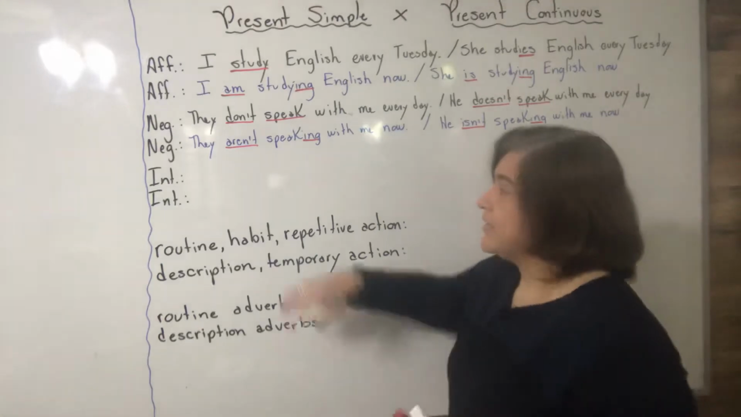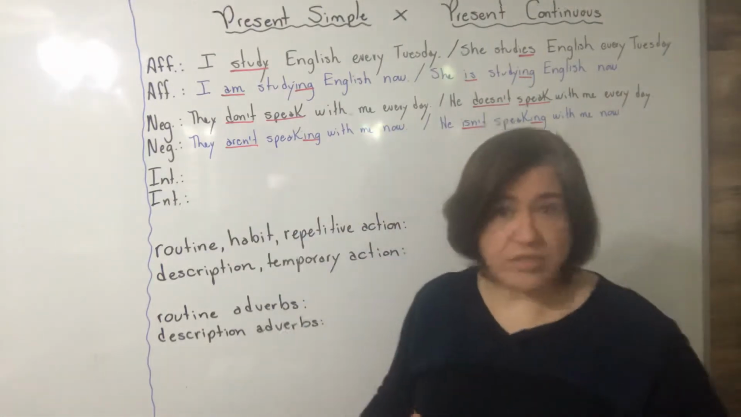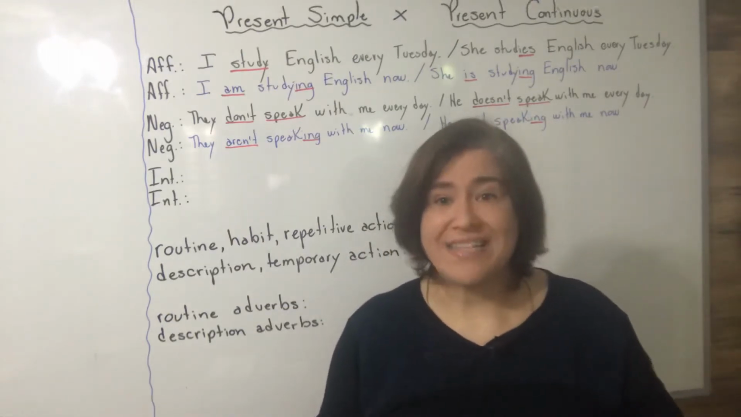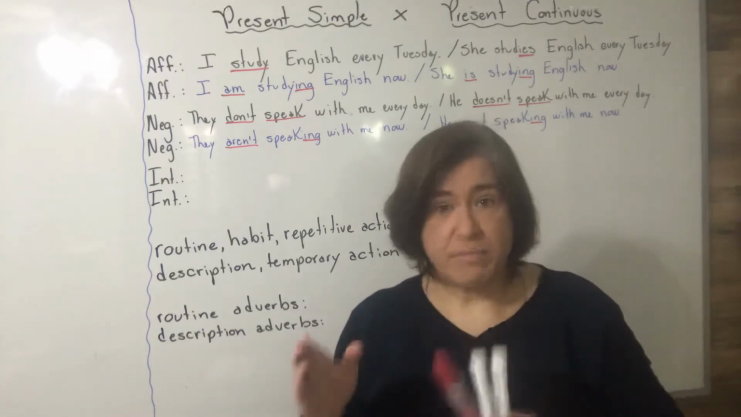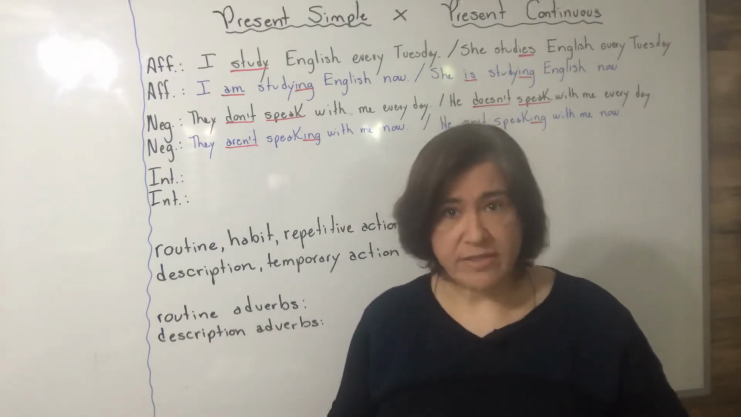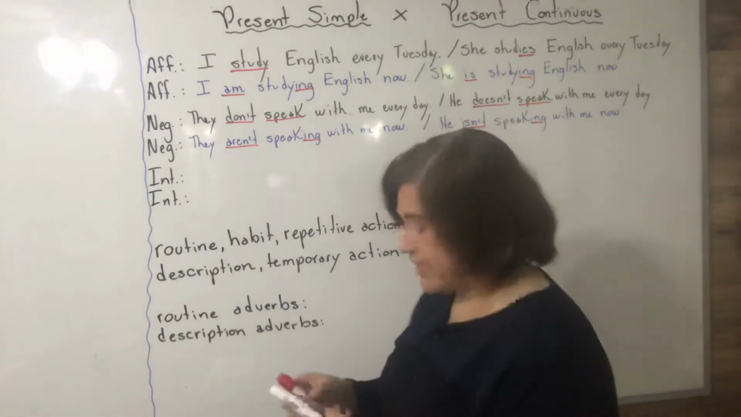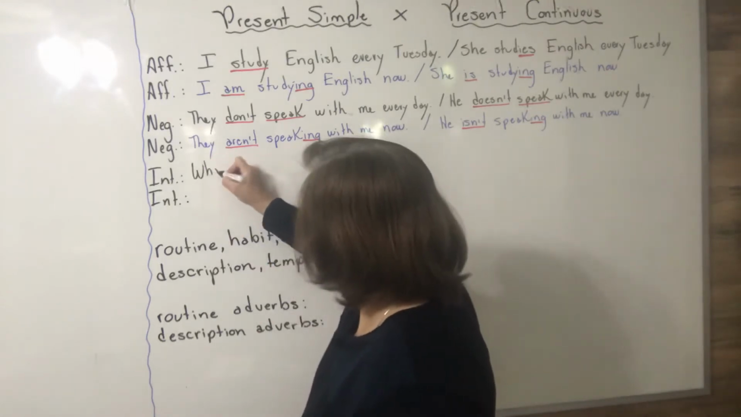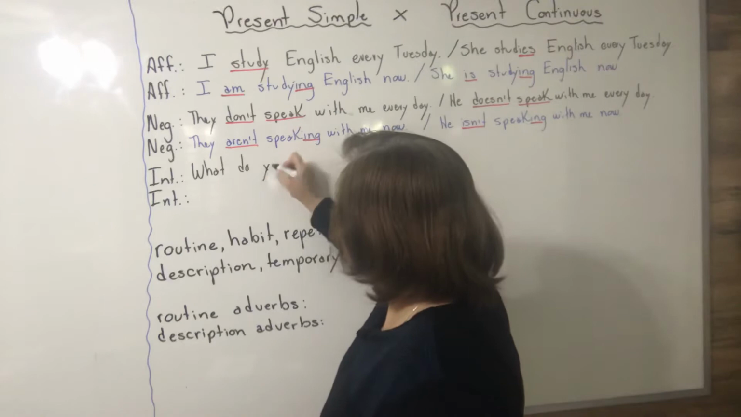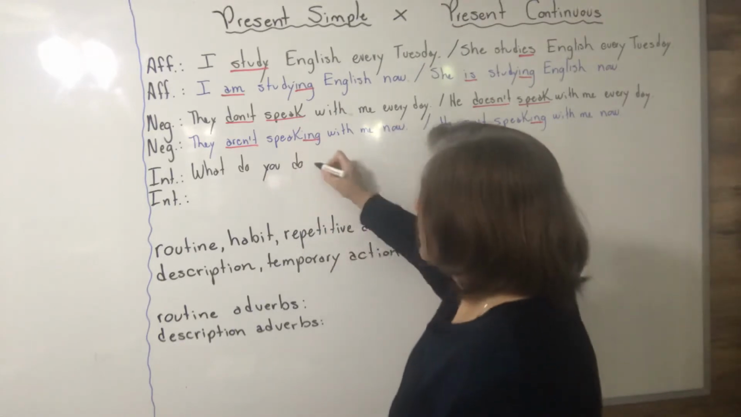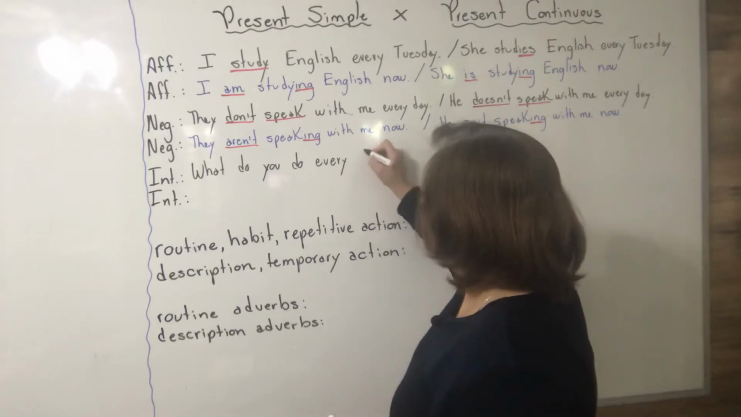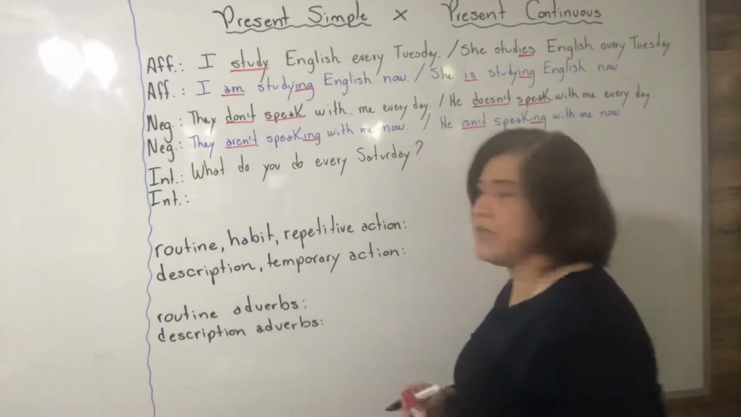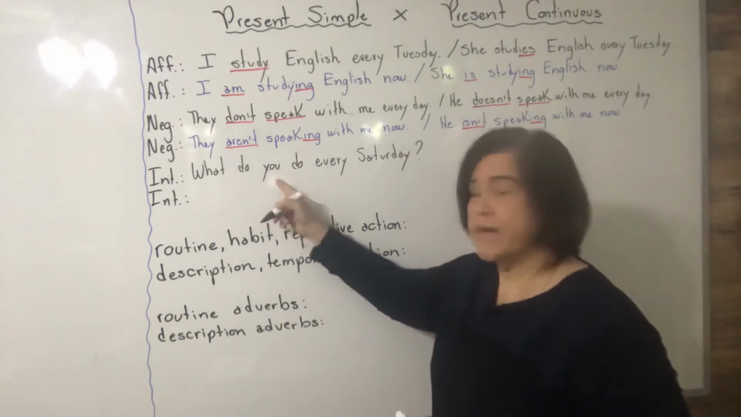Okay, now interrogative, questions in present simple. Questions, remember class, need auxiliary plus person plus verb plus complement. Okay, so my question is, what do you do every Saturday? Okay, so we have auxiliary, person, verb.